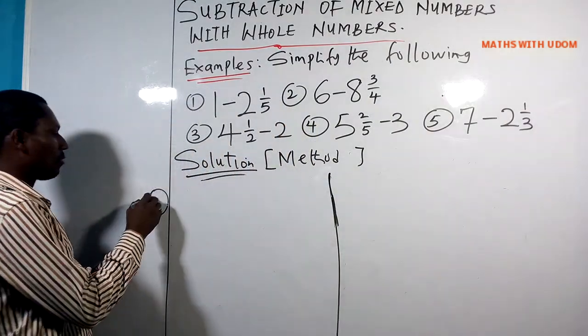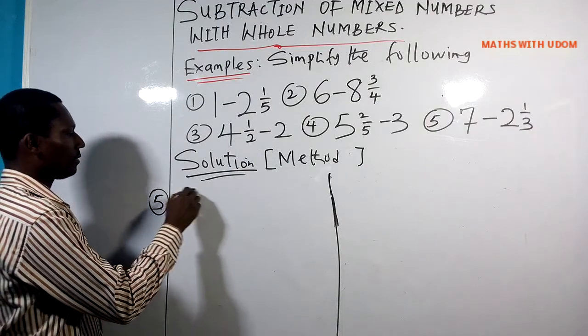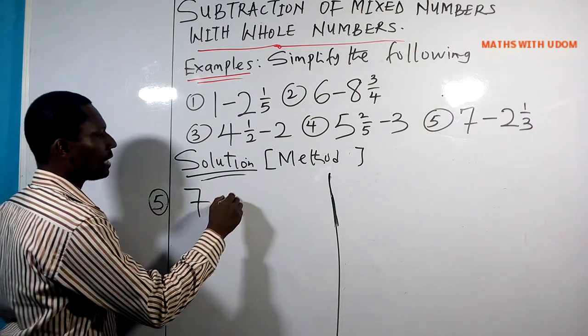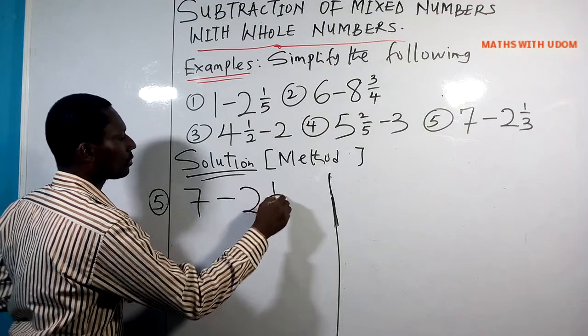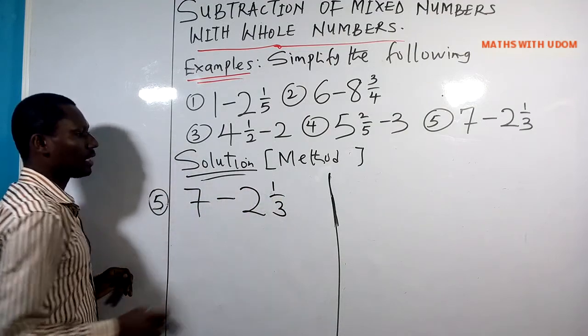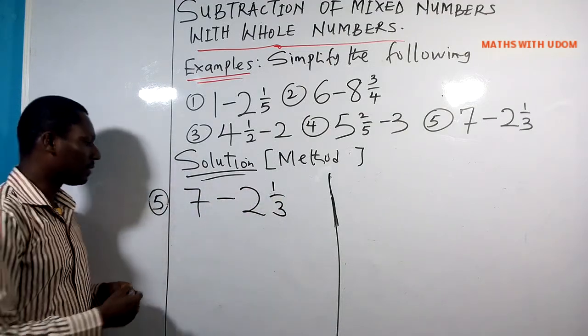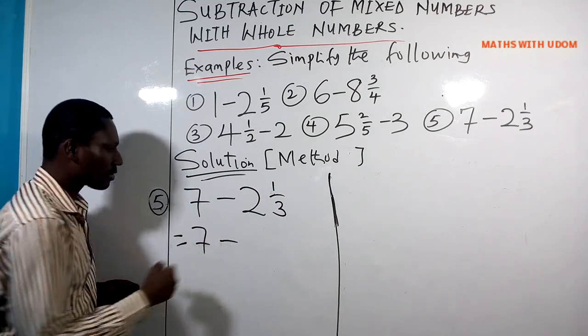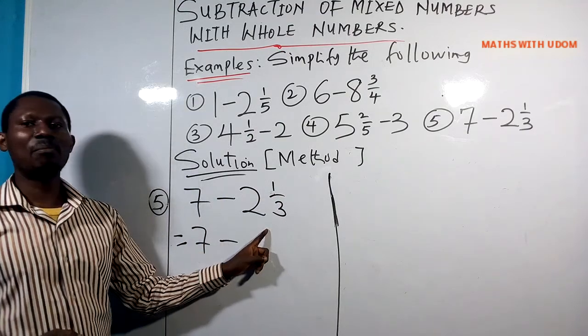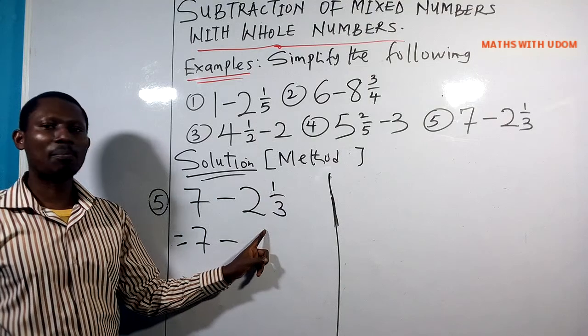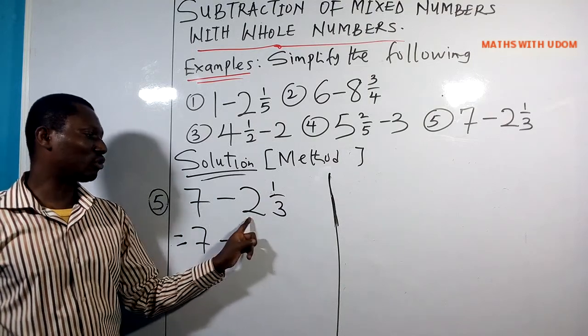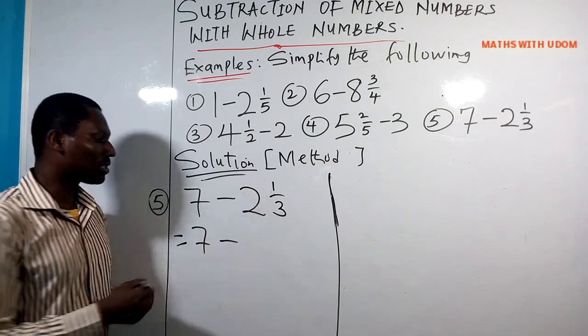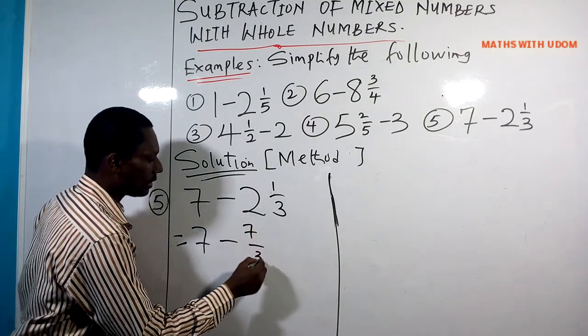So what do we have there? We have example 5: 7 minus 2 and 1/3. Here we have 7 minus... We are going to change this mixed fraction to what? Improper fraction. So 3 times 2 is 6, plus 1, 7 over 3.